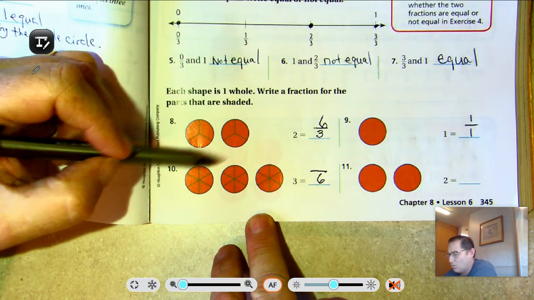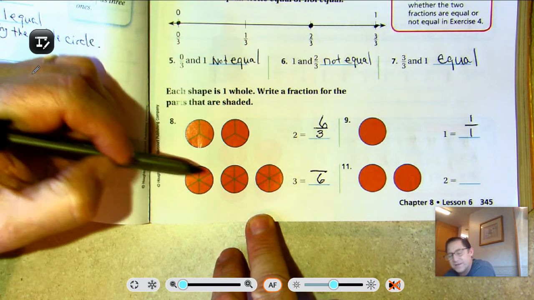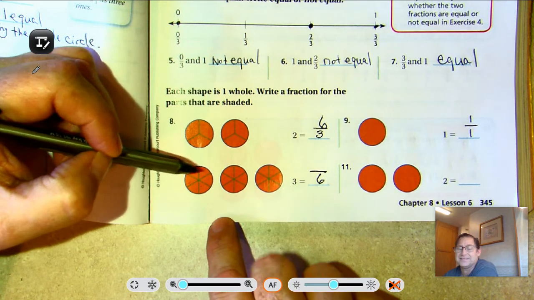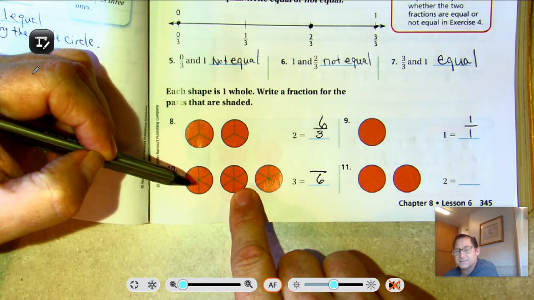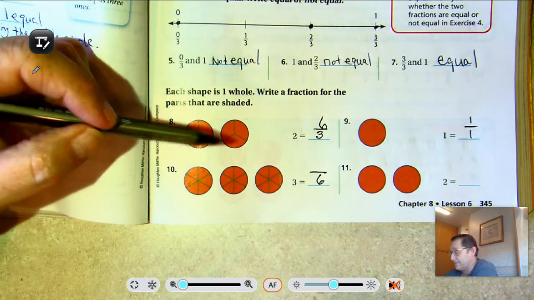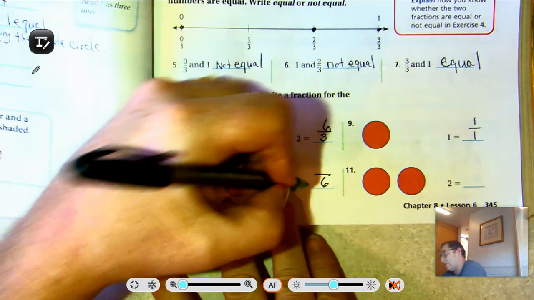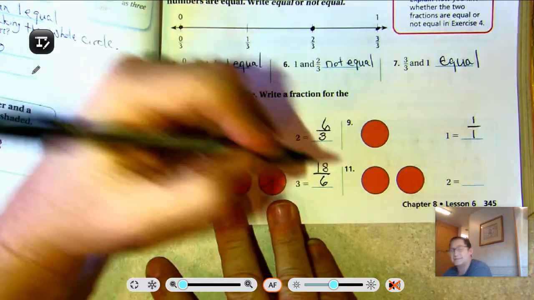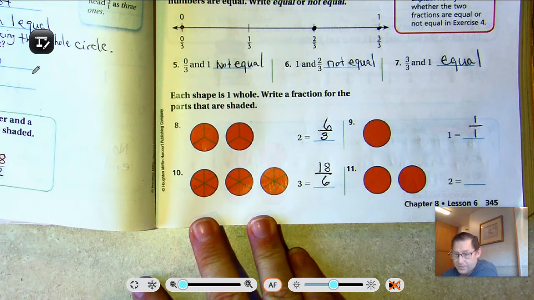So do I really need to go 1/6, 2/6, 3/6? No, because the whole thing is shaded, so I know that it has to be 6 sixths. And then adding another 6 sixths, that would be 12. 6 plus 6 is 12. So 12 sixths. 12 plus 6 is 18. So 18 sixths. And if I was to divide 18 by 6, I would get 3.